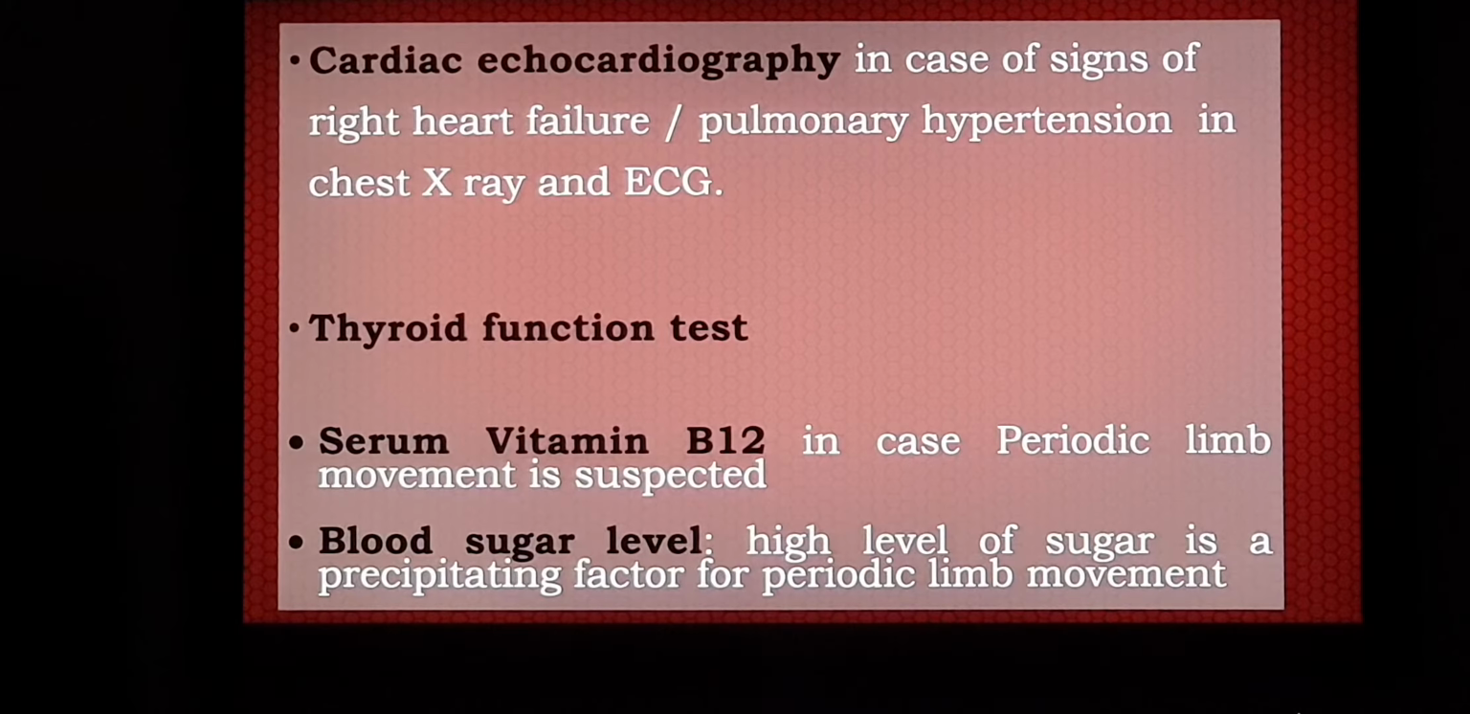thyroid function test. Now, 2 more tests I would like to include, because there is one condition which produces sleep apnea, or I can say disturbed sleep, which is called periodic limb movement. The child keeps on moving the limb. Actually, there is no obstruction in the upper airway. This condition usually results because the vitamin B12 level is very low, or maybe he has a high blood sugar level. So, I would like to include these 2 also. So, these are the main investigations.